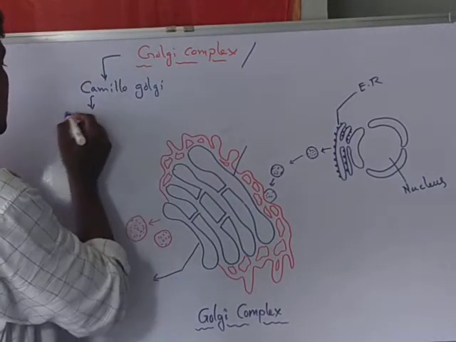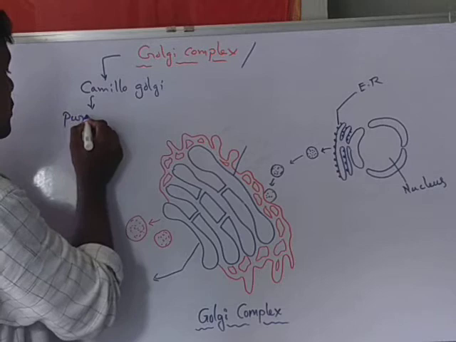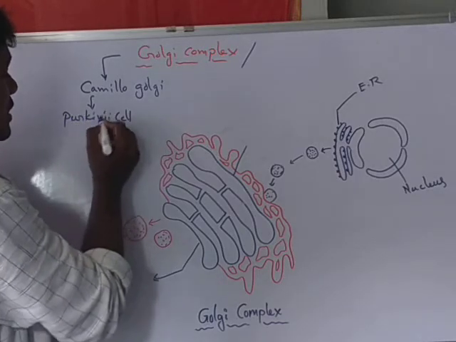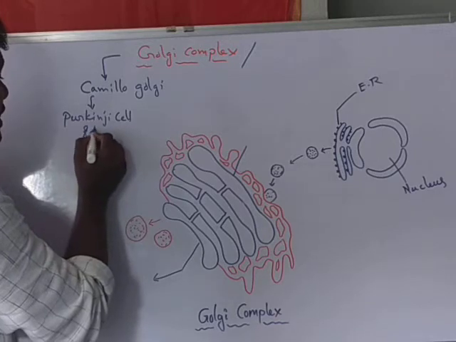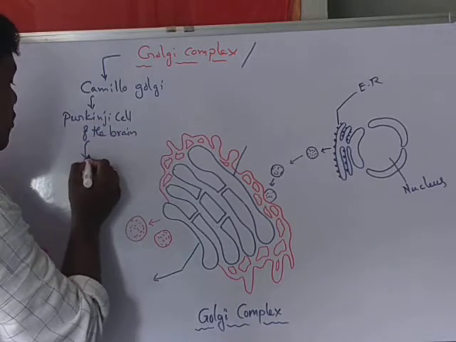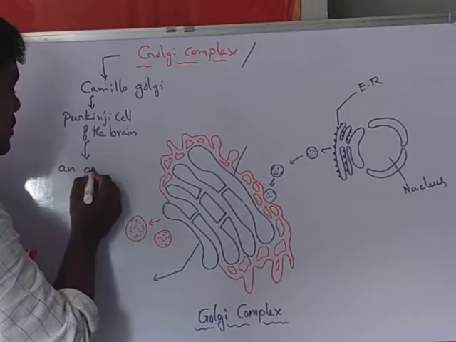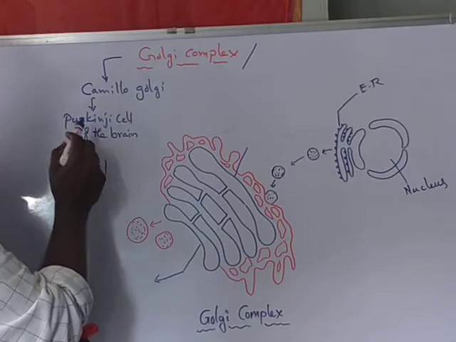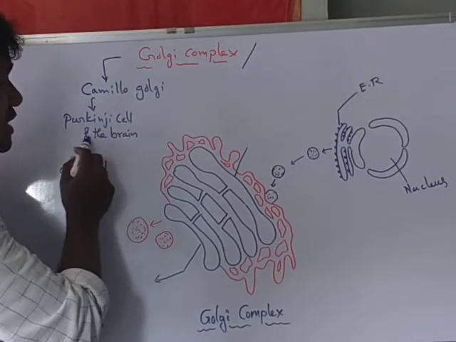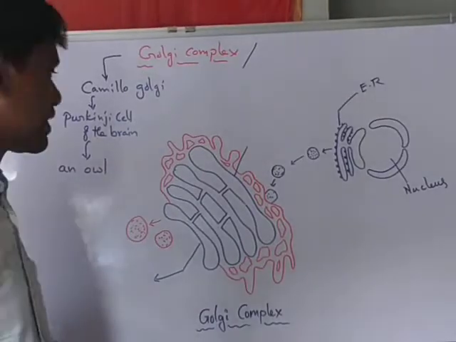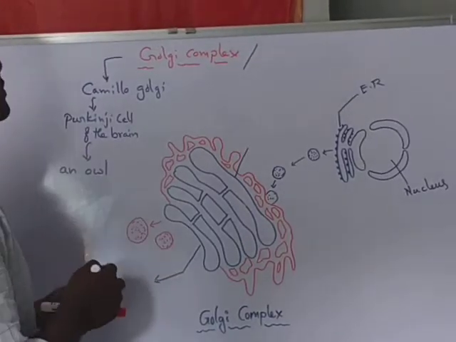He discovered it in the Purkinje cells of the brain of an owl. So Camillo Golgi observed it in the Purkinje cells of the brain of an owl.